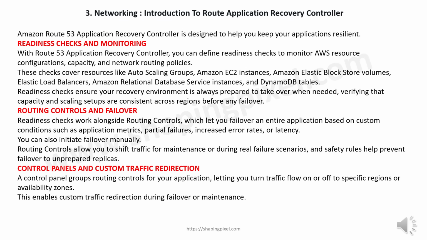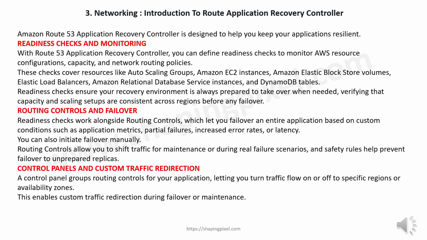These checks cover resources like auto scaling groups, Amazon EC2 instances, Amazon Elastic Block Store volumes, Elastic Load Balancers, Amazon Relational Database Service instances, and DynamoDB tables. Readiness checks ensure your recovery environment is always prepared to take over when needed, verifying that capacity and scaling setups are consistent across regions before any failover.